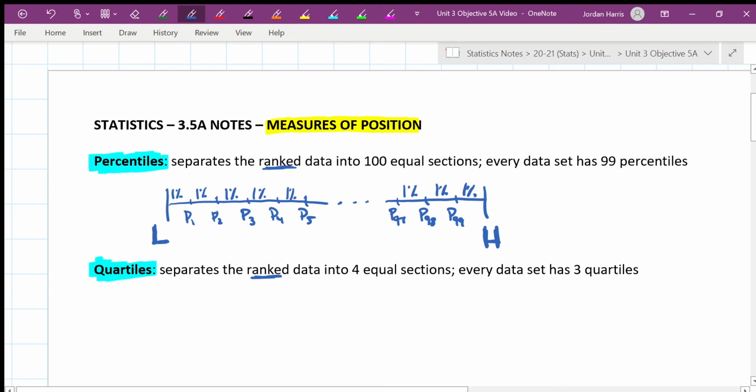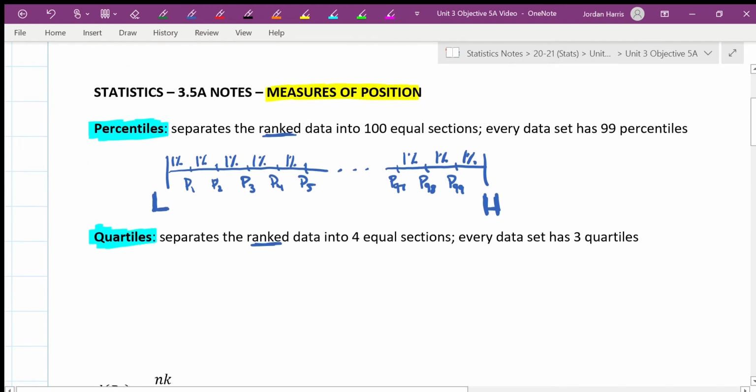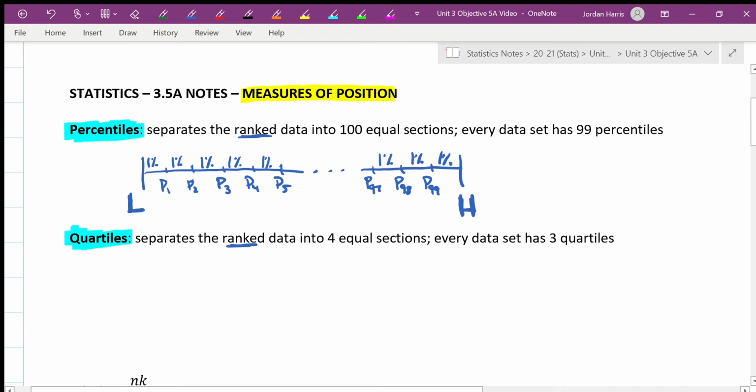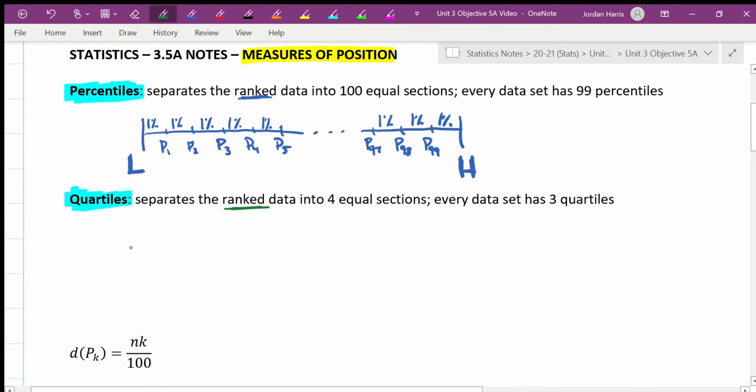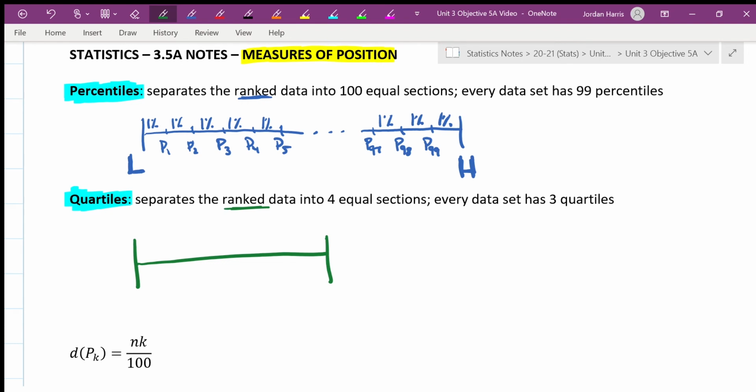Okay, we're also going to look at quartiles, and they relate directly to percentiles. We'll talk about how in just a second. Once again, you need this data to be ranked. We're going to have 4 equal sections, quartile, quarters, 4 sections, and every data set has 3 quartiles. Okay, so pay attention to this. A lot of people get confused as to why we only have 99 percentiles, not 100 percentiles. But if you understand the quartiles, you relate that directly to percentiles and you'll understand.